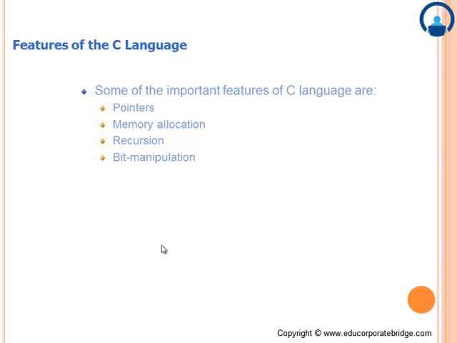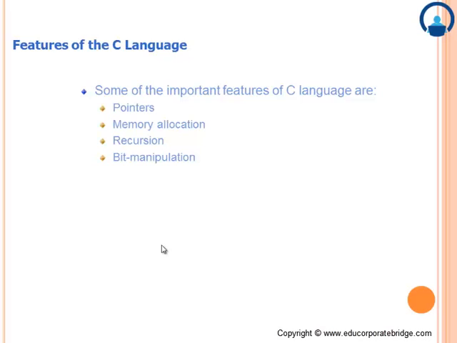Memory allocation: in almost all programming languages, memory is assigned to a variable name at the time of declaration. C language also allows dynamic allocation of memory. That means the program itself can request the operating system to release memory for the use of the program at the time of execution. This concept is called dynamic memory allocation.